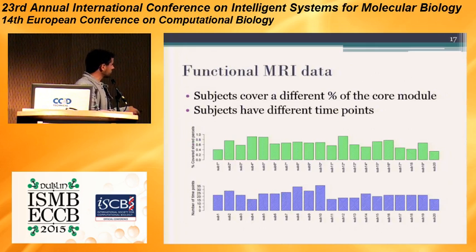Also in the brain fMRI, we found that subjects cover a different percentage of the core module, ranging between 40% and 95%, and subjects have very different time points. So again, the times are not synchronized across subjects.